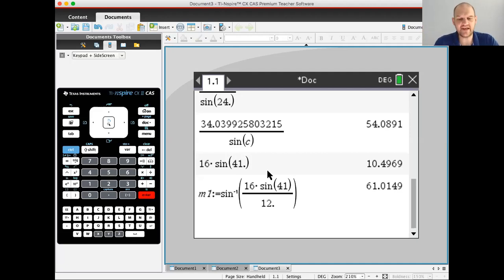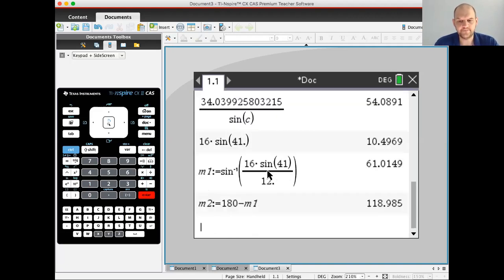Okay, now what I'm gonna do is find the supplement of that. The supplement is the obtuse angle that's in the smaller of the two triangles. I'm going to call it M2. M2 is 180 minus M1, so M2 is 118.985 degrees.